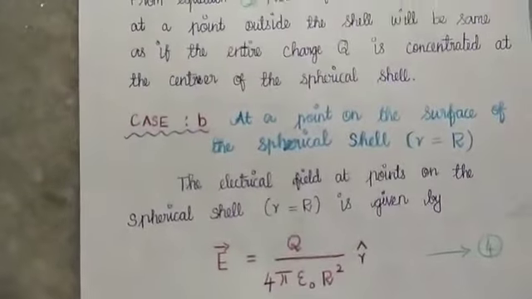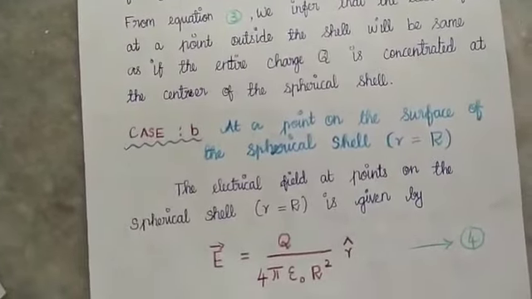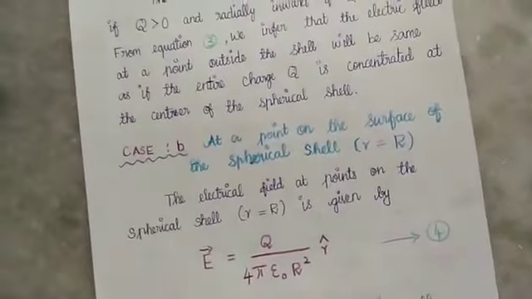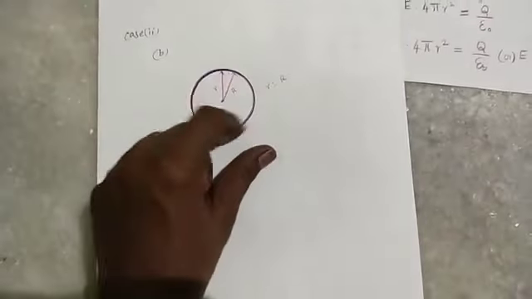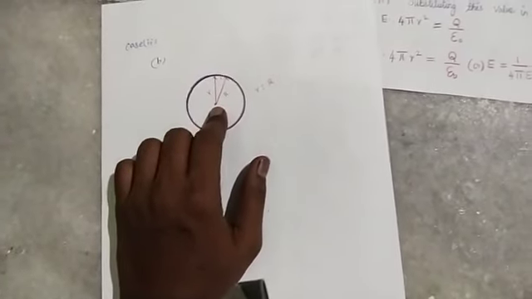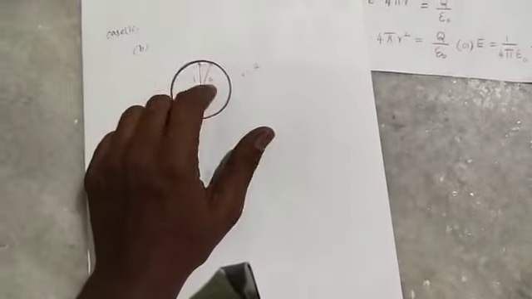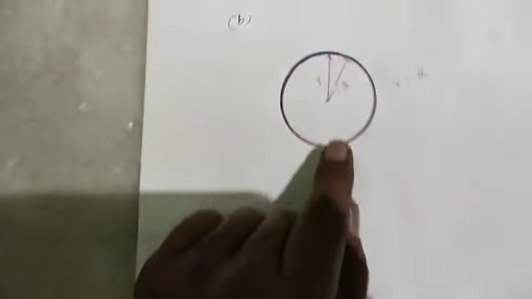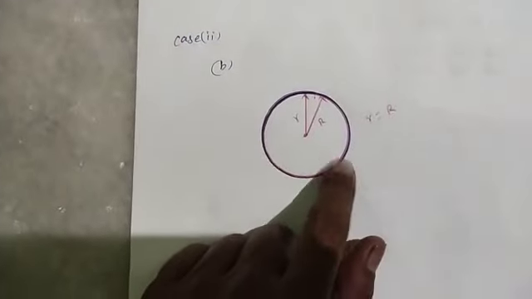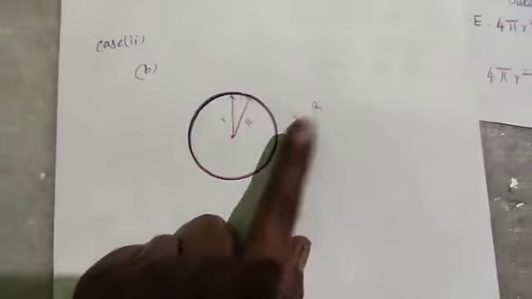Case B, the second case: at a point on the surface of the spherical cell. This is a spherical cell. The charge is located inside the cell. The Gaussian sphere is also considered on the surface of the cell. So the red color and the blue color are both on the same surface. Here r equals R.